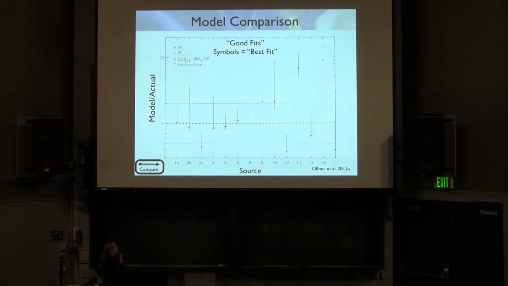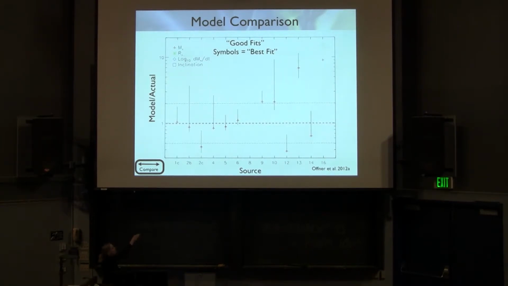So here's what we find for a variety of different parameters. This is the ratio of the model value that was inferred to the actual value of the simulation. So 1 is what you want. You want the model and the simulation and the inferred value to be the same. The crosses show you the best fit model, and then the range is giving you the range of parameters for the good fits. So what you see is that there are a number of cases that are within about a factor of 2, which is actually pretty good.